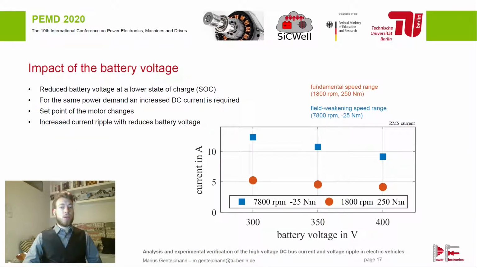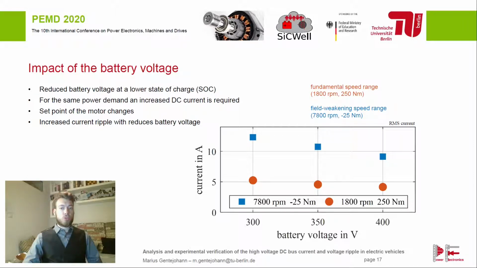Let's look at the other side of the inverter, the battery. At the lower state of charge, we obtain a reduced battery voltage. For the same speed and torque, an increased DC current is required as the battery voltage is reduced. This means a reduced DC link voltage at the inverter and also a different set point for the motor.